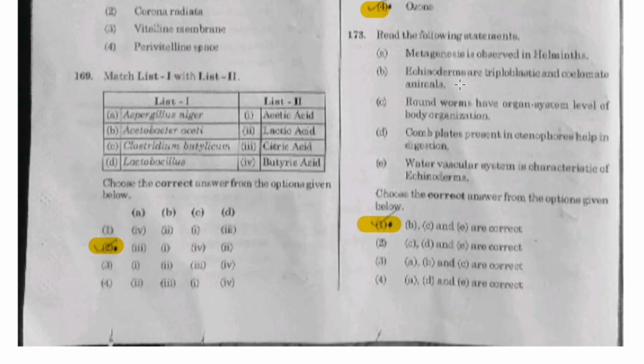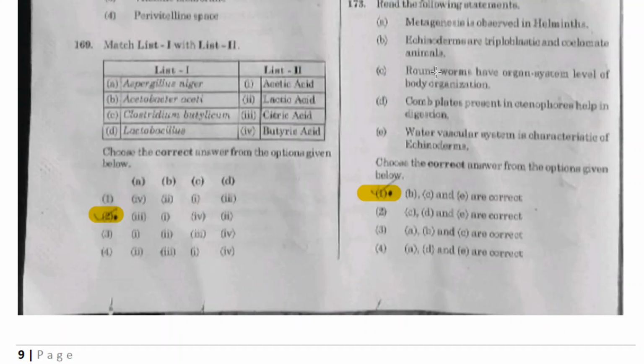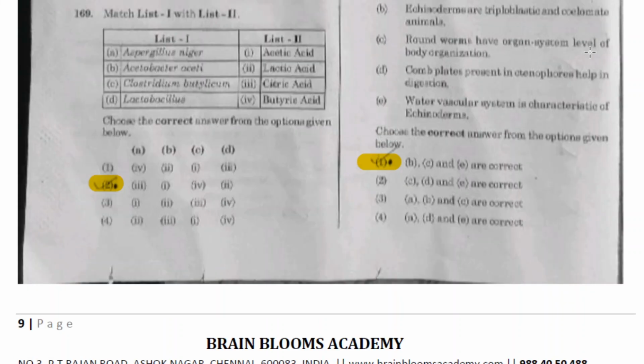Read the following statements. Metagenesis is observed in helminthes. Metagenesis means, you know, it is a characteristic feature of Cnidaria, Hydra, and other things. In Cnidaria they go with polyp and medusa stage, you know. So this is not there. Echinoderms are triploblastic and coelomate animals. Roundworms have organ system level of organization, it is given in the book. B, C correct. Comb plates are helpful for digestion, wrong. And water vascular system is a characteristic of Echinodermata. So B is correct, C is correct, and E is correct.